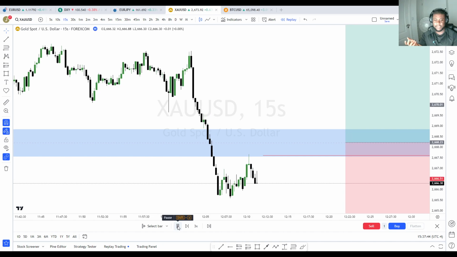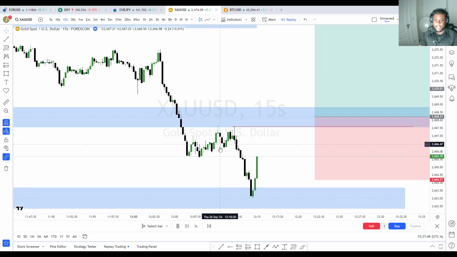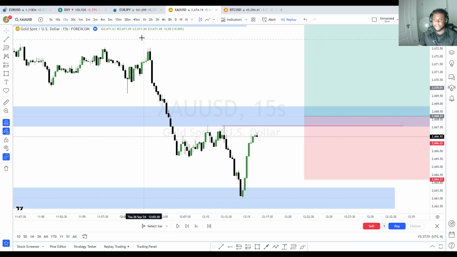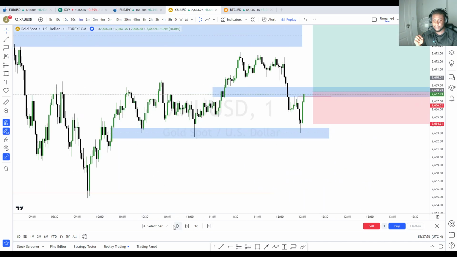and I allowed price to kind of play out and see exactly what it wanted to do, right? I now noticed that we did form this lower high here on the 15-second time frame, and we played straight back down into this 1 minute imbalance here.